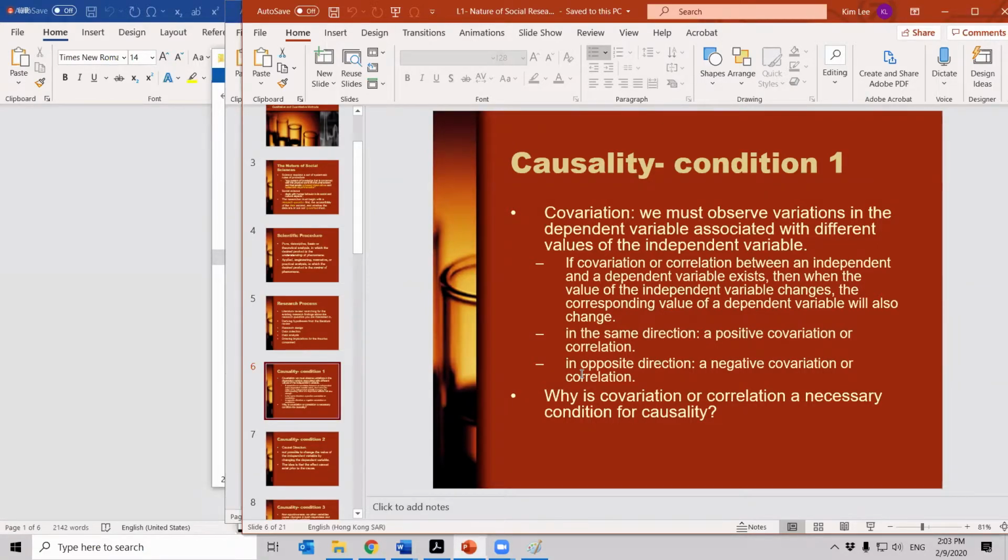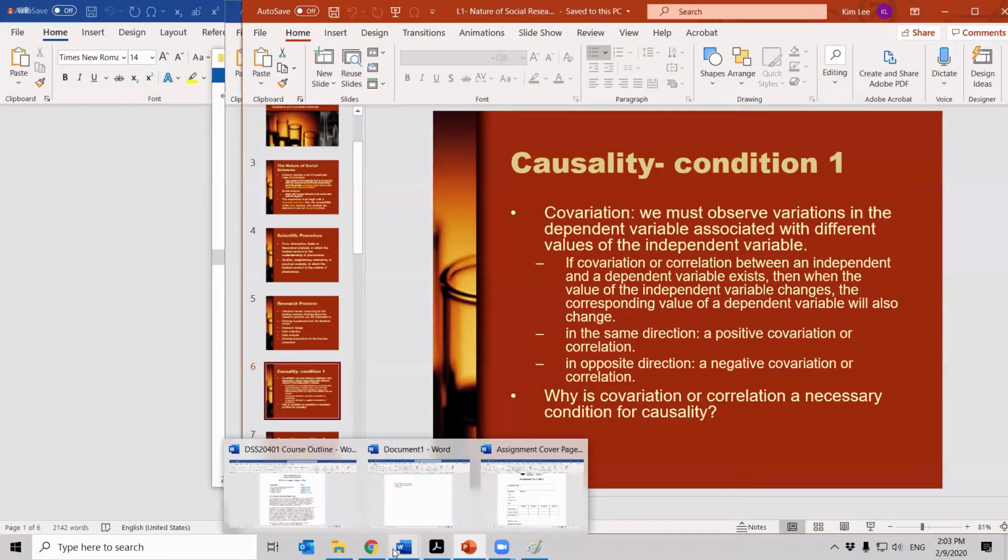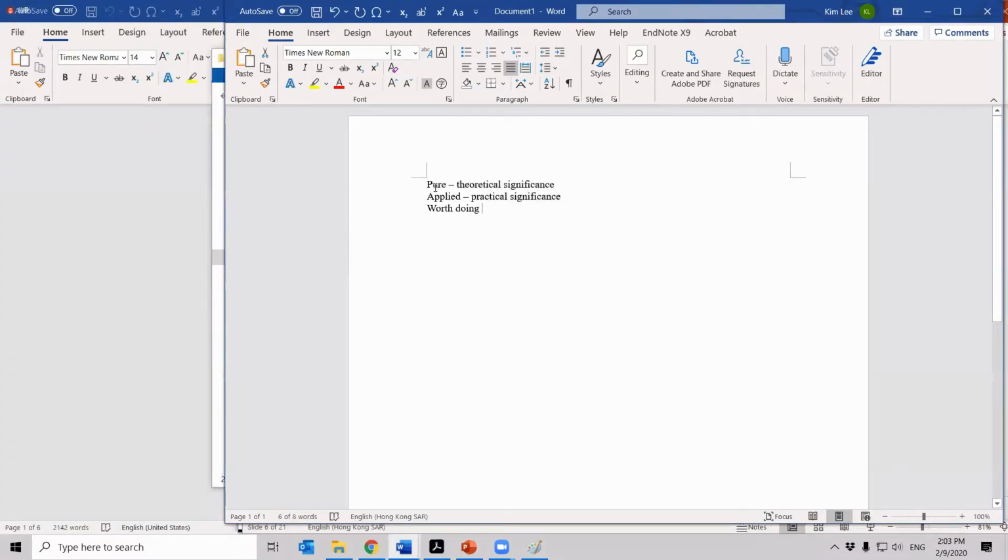So when we talk about causality, that means in science or in social science, we always want to find out the causes of some phenomenon. So this is related to causality. In social research, we always distinguish two types of things: what we call the independent variable and the dependent variable. So you know about independent variable and dependent variable.